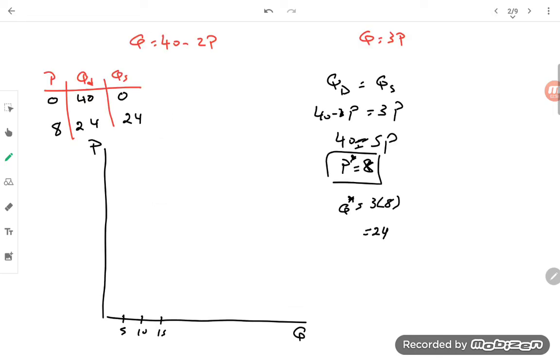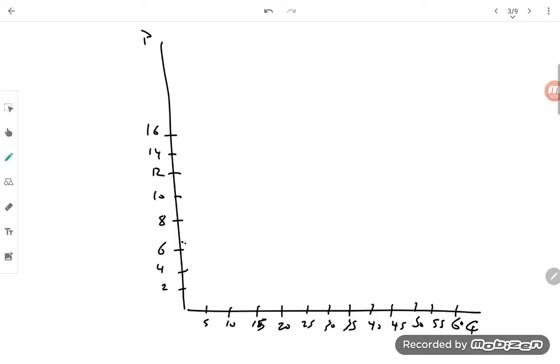So as we said, point number 1 is 0 and 40. When price is 0, quantity is 40. When price is 8, quantity is 24. So connect the 2 points together. This is the demand curve.